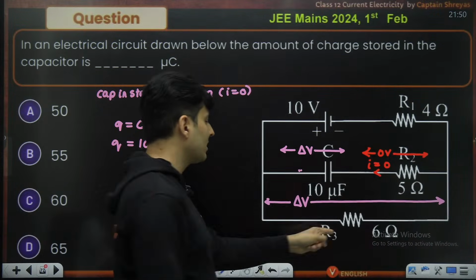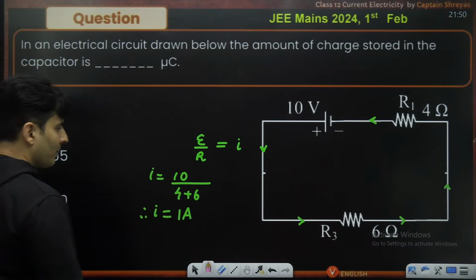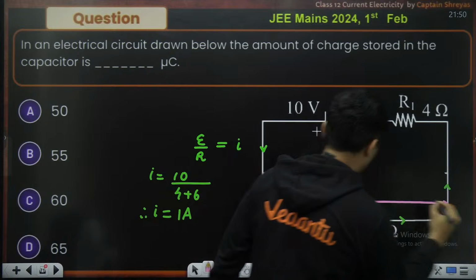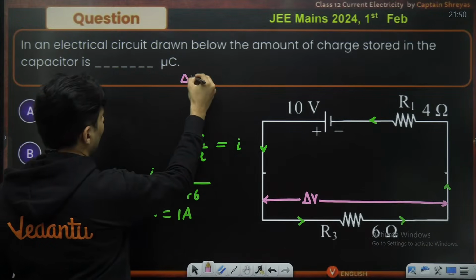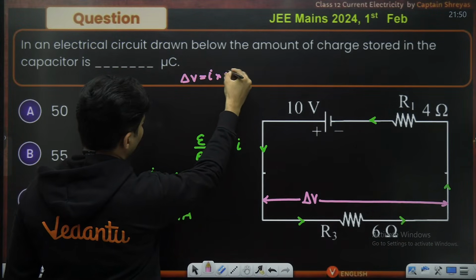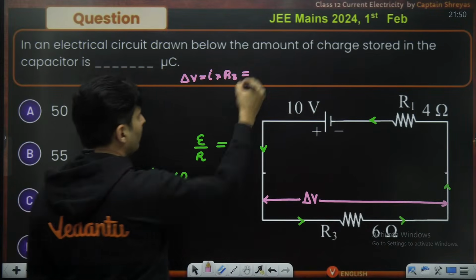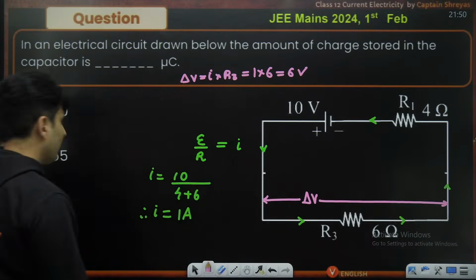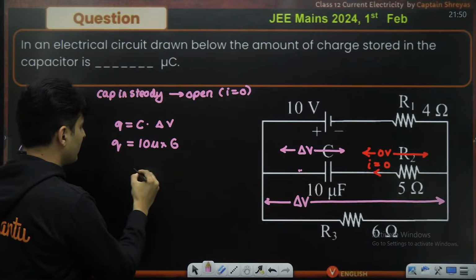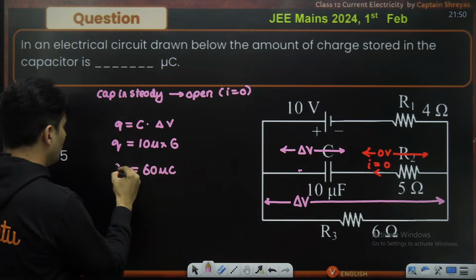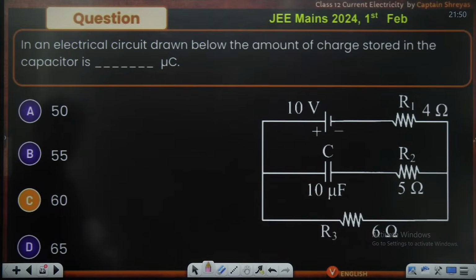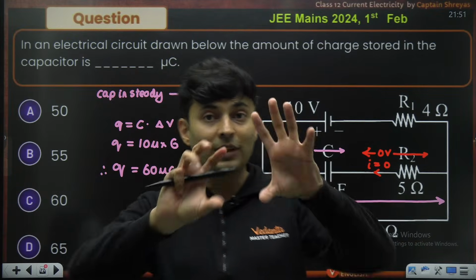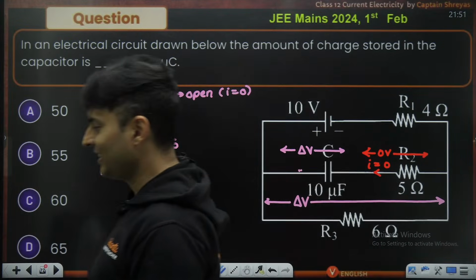And I can find the voltage across R3. Just think about it. If somebody asks me what is the voltage across R3, I'll quickly say, yes, that voltage will be current multiplied by resistance. Current is 1, resistance is 6. So it will be 6 volts. Perfect. So I'll multiply it by 6. So that will be 60 microcoulomb. That is the answer, which is C for your Captain Shreyas. Perfect. That is the correct answer. So these kind of tricky questions can be also asked.